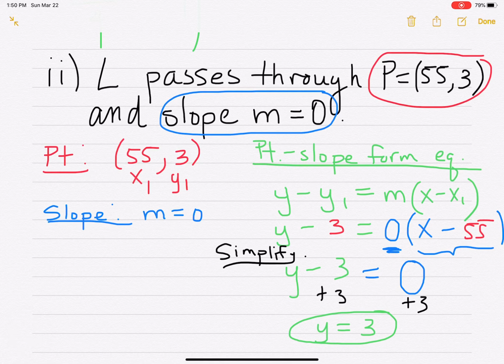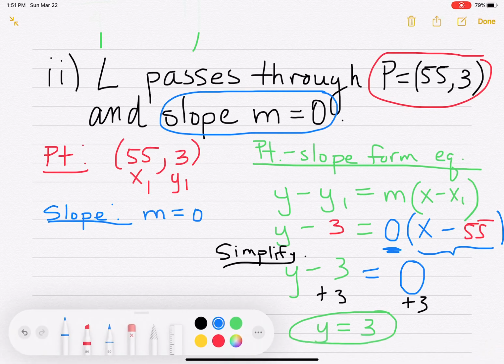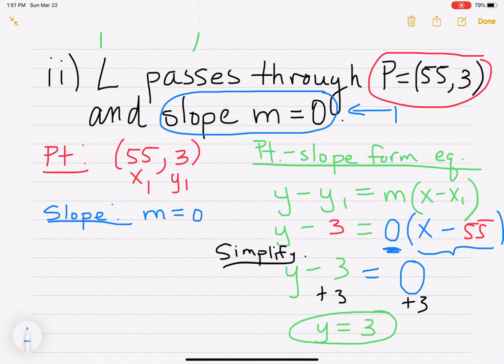Now, let's think about this very carefully. In one of the previous videos, we talked about what happens when you have a slope of 0. When you have a slope of 0, you have a horizontal line. That's a line going from side to side. And the equation of a horizontal line, notice here, is y equals 3 for the horizontal line that goes through this particular point, (55, 3).